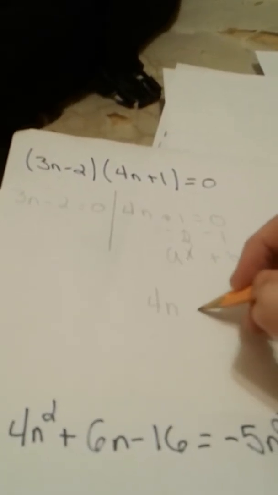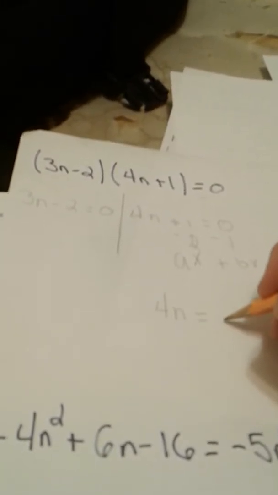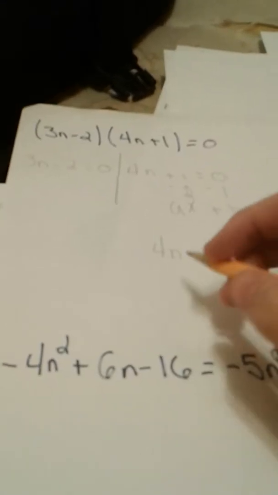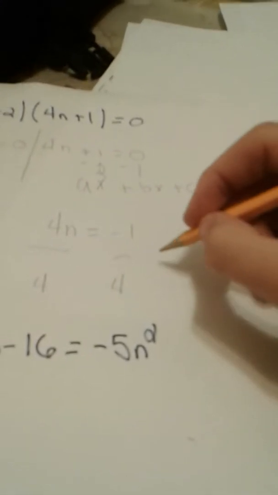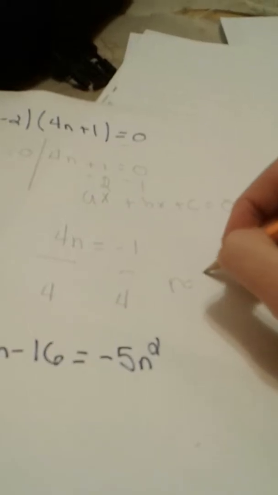And so, minus 1, 4n equals negative 1. Divide by 4, and your answer is n equals negative 1/4 for the first one.